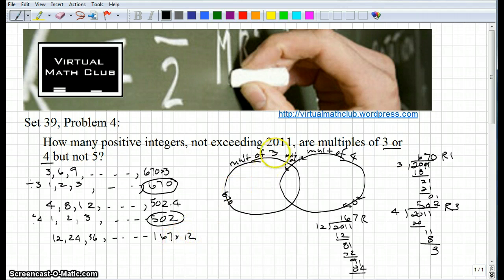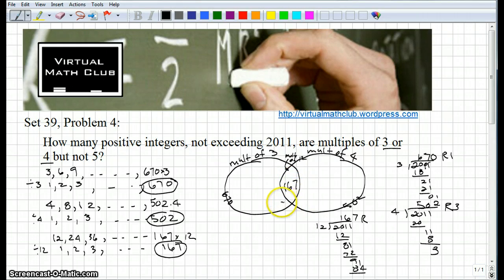That's less than 2011. Okay, so again I can divide these all by 12 and then I can count them. So the last one will be 167. So I have 167 numbers that appear in both lists. Okay, so there's 167 members here.